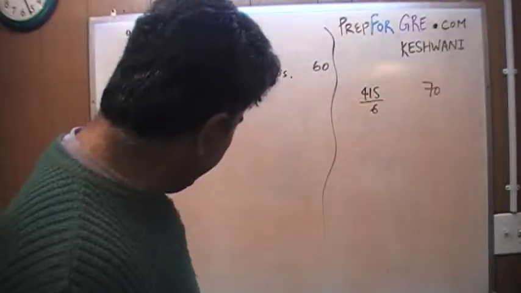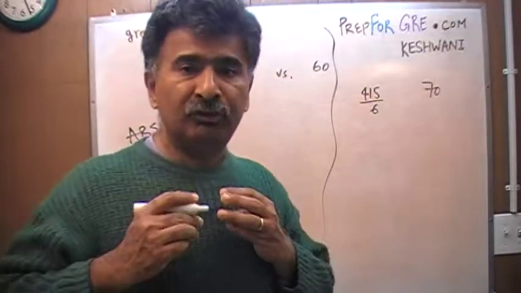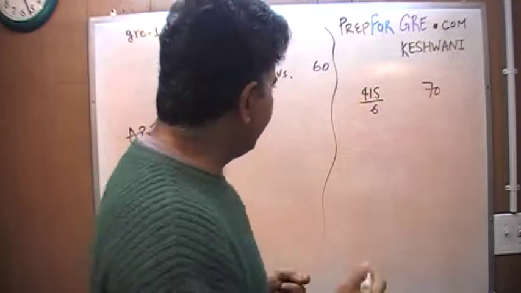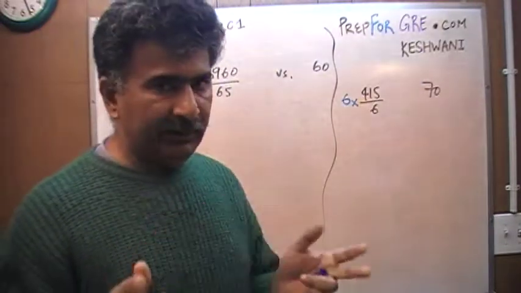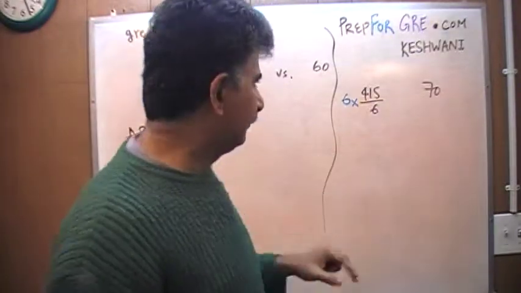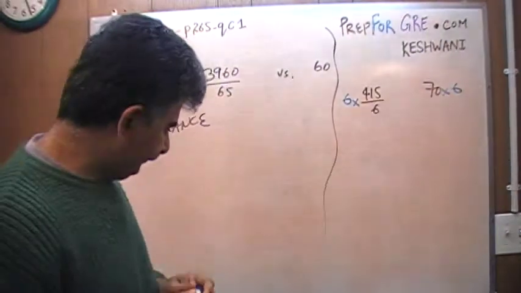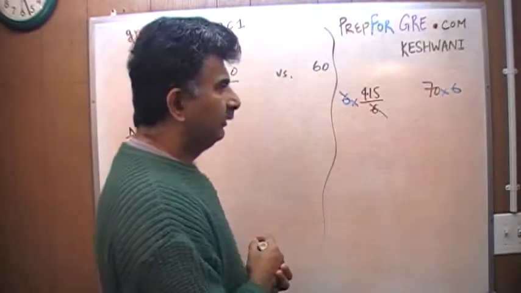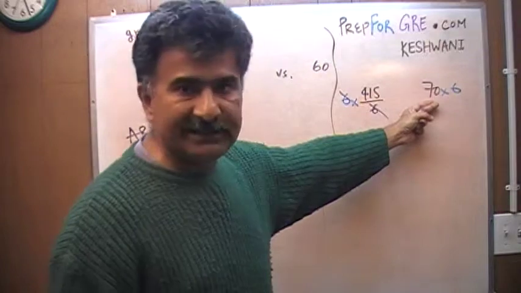Well, the simplest and the quickest way to take care of this problem is to multiply both sides. Think of these as two-sided equations. So if I were to take this side and multiply by 6, I can do anything that I want with this side as long as I do the same thing with that side. So if I multiply this side by 6 and that side by 6, immediately you can see that this 6 cancels out with this 6, and basically what I'm comparing is 415 versus 70 times 6.